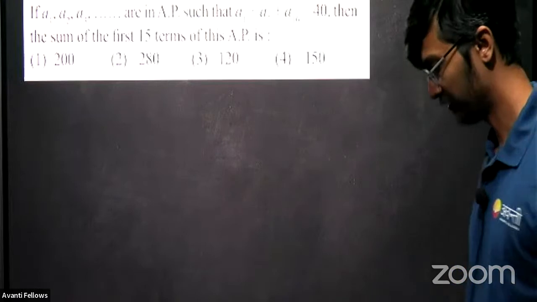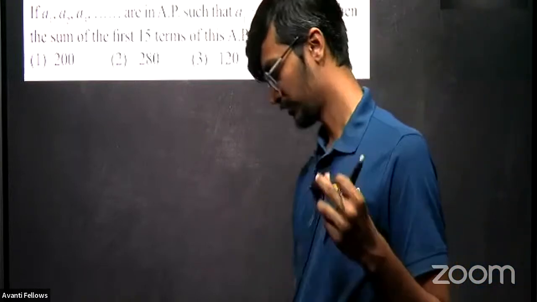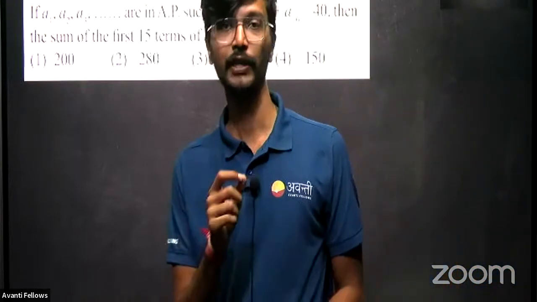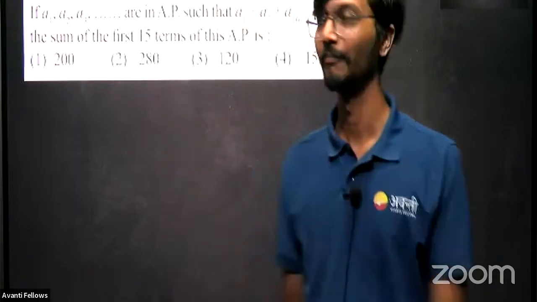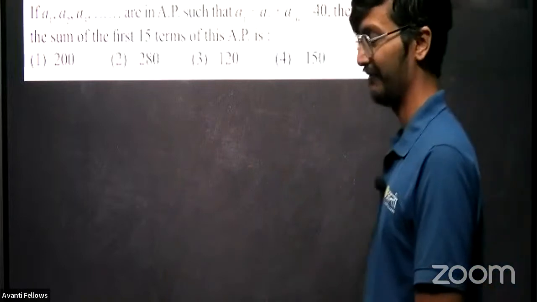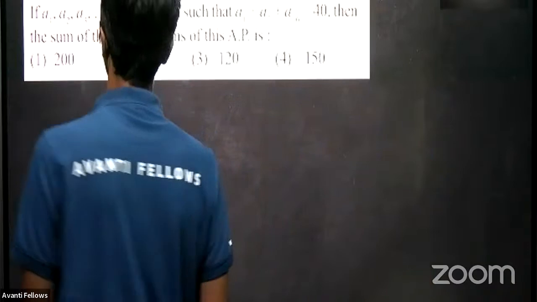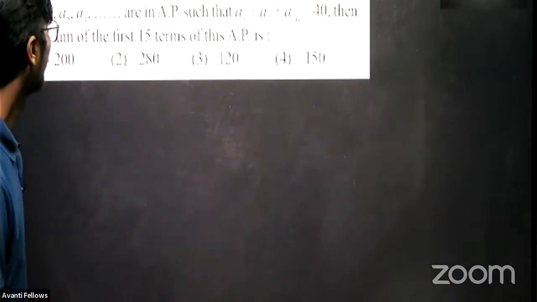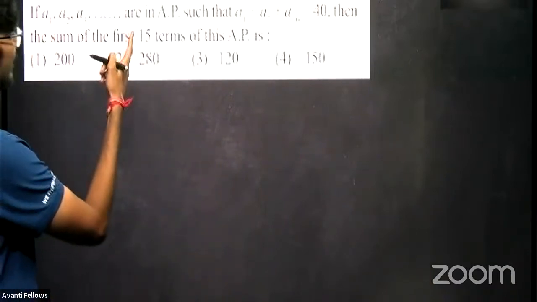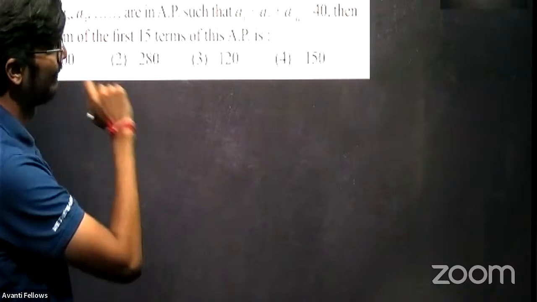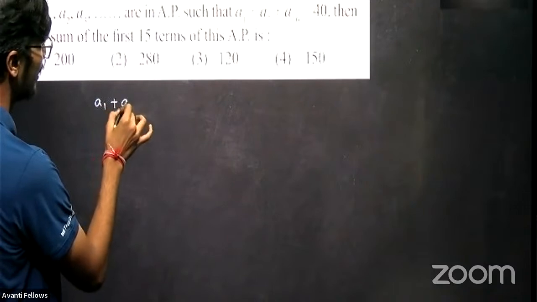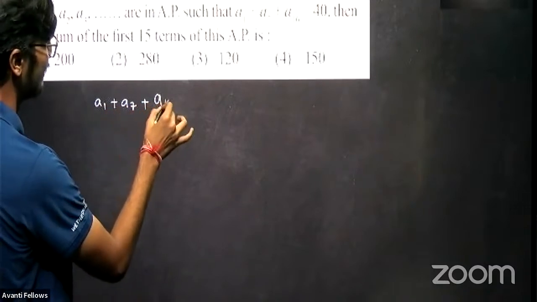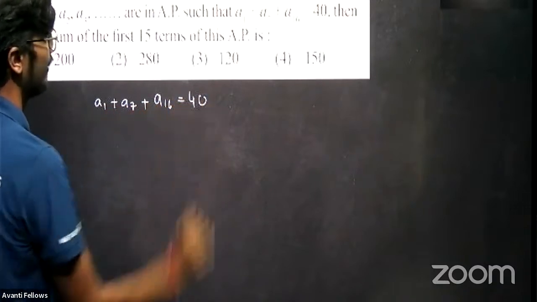Same thing, same logic. The questions on JEE will also be solved on the same logic. That is, find A and D, that's it. If we cannot get A and D, get a relation between A and D, right? So here, I hope you have read the question. AP is given. A1, A2, A3 are in AP, such that I have a condition A1 plus A7 plus A16 is equals to 40.